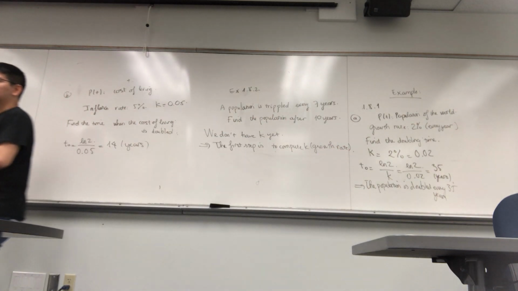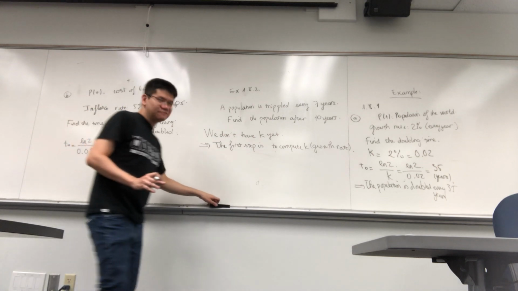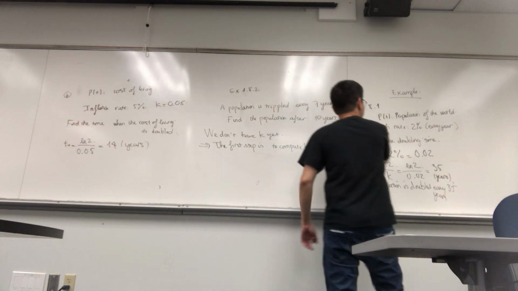All right. So here, I don't give you the growth rate yet, but we have to compute the growth rate using the fact that the population is triple every 7 years. So how can we, yes? Would k be equal to the natural log of 3 over 7? Oh, yes. Can you sign the back of the paper, please? This is a very excellent answer.